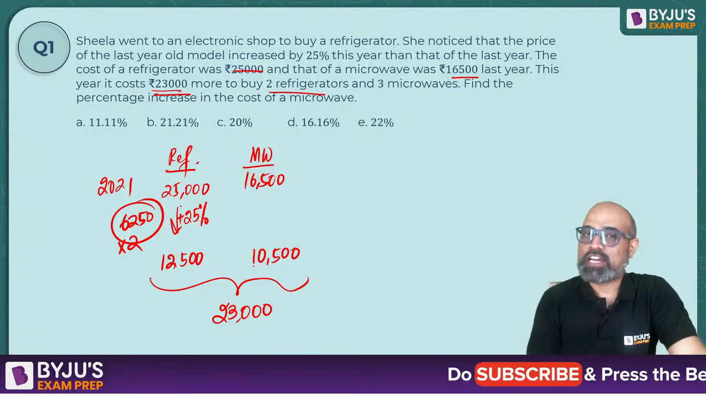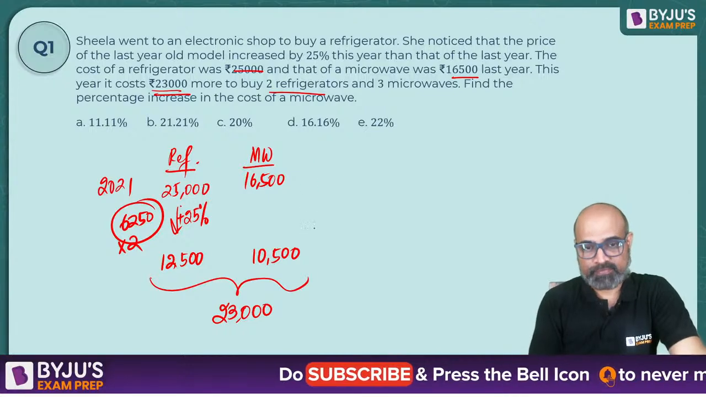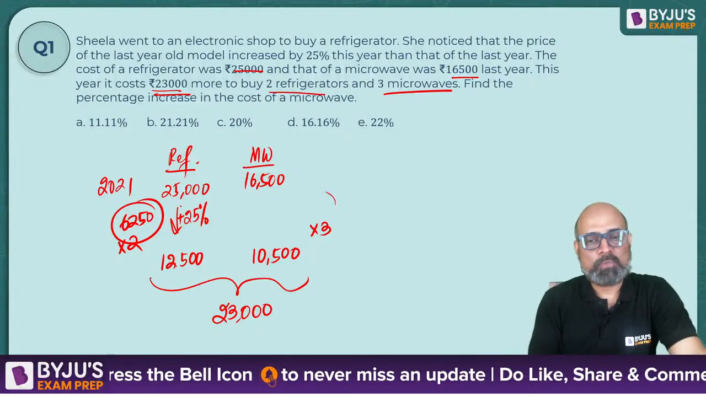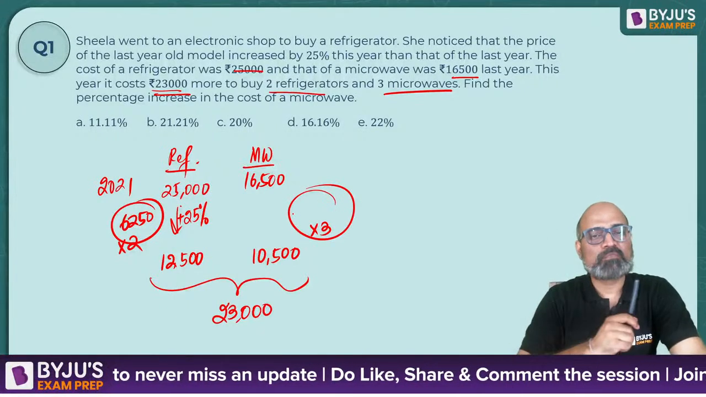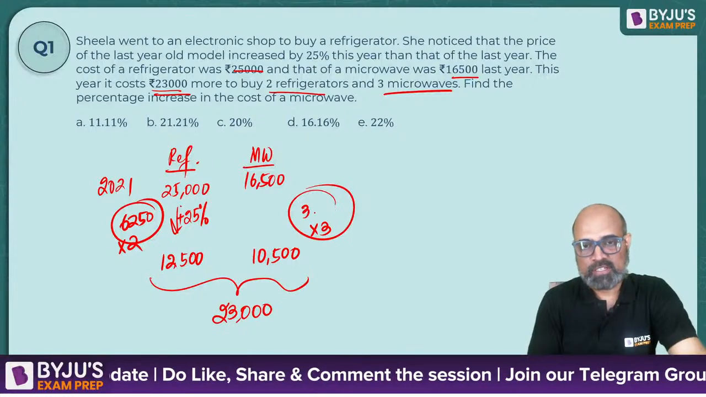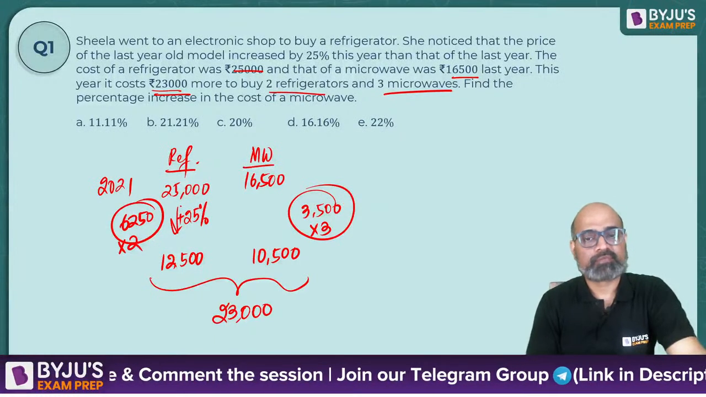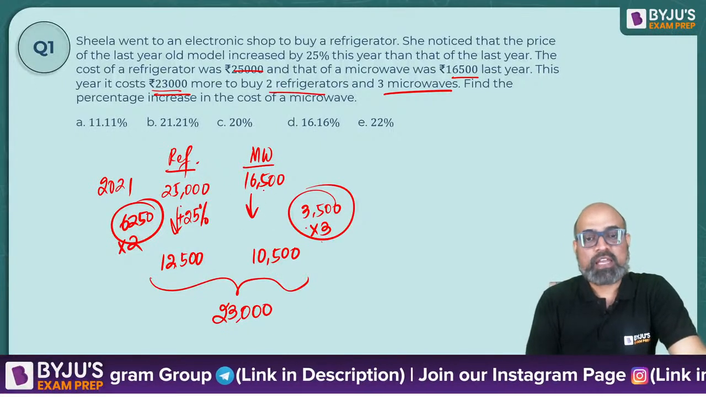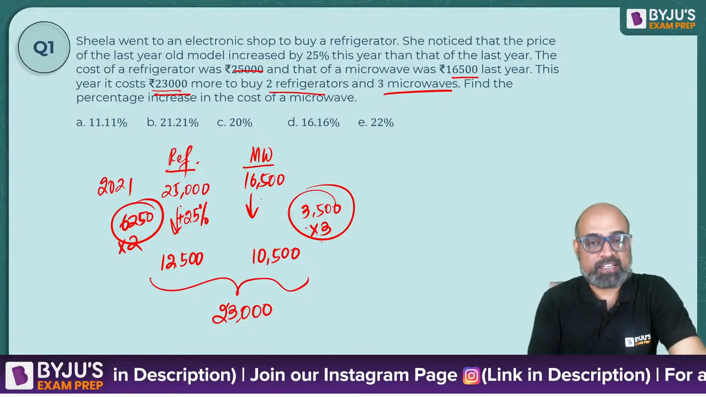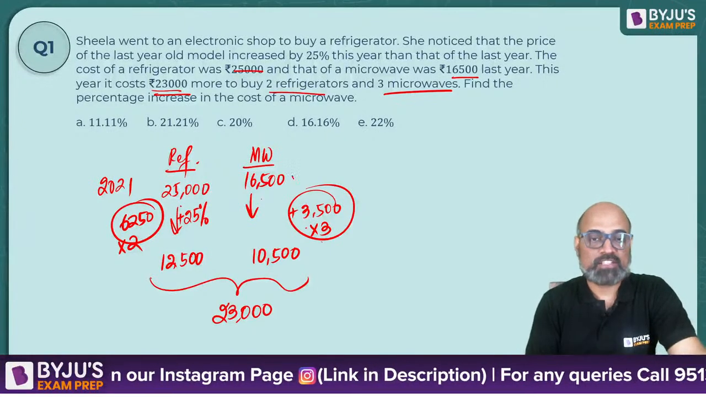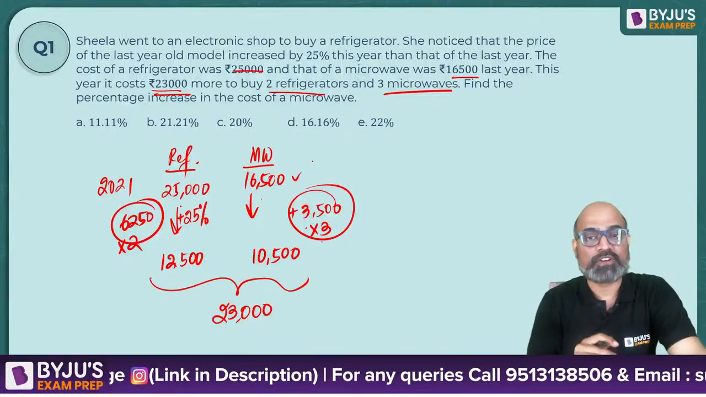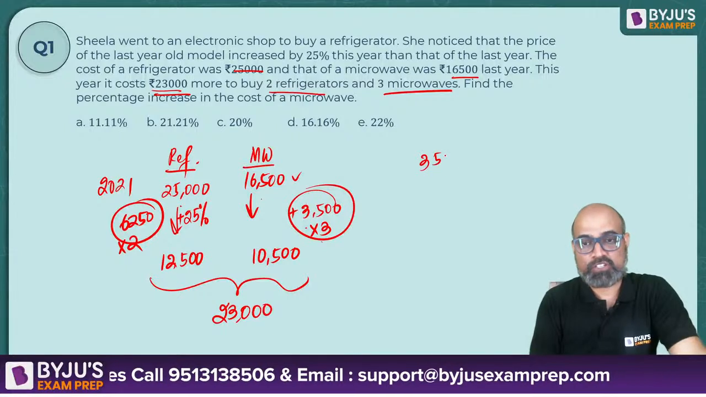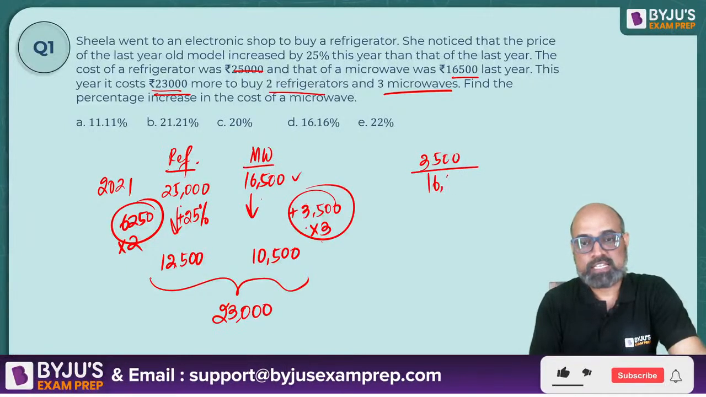But this 10,500 is for how many microwaves? Three microwaves. That means how much should be per microwave so that that number into 3 is 10,500? 3,500. 35 into 3 is 105, isn't it? Okay. So if there is an increase of 3,500 on each microwave and the cost of the microwave was 16,500, what is the percentage increase? So the increase is 3,500 out of 16,500.